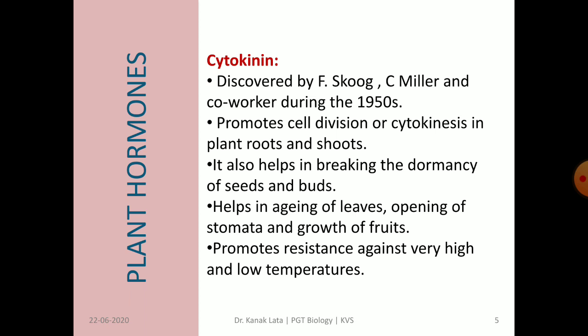Another plant hormone is cytokinin. During the 1950s, cytokinin was discovered by F. Skoog, C. Miller and co-workers. As the name indicates, cyto means cell and kinin means division. So cytokinin promotes cell division or cytokinesis in plants, in root and shoot. It also helps in breaking the dormancy of seeds and buds.